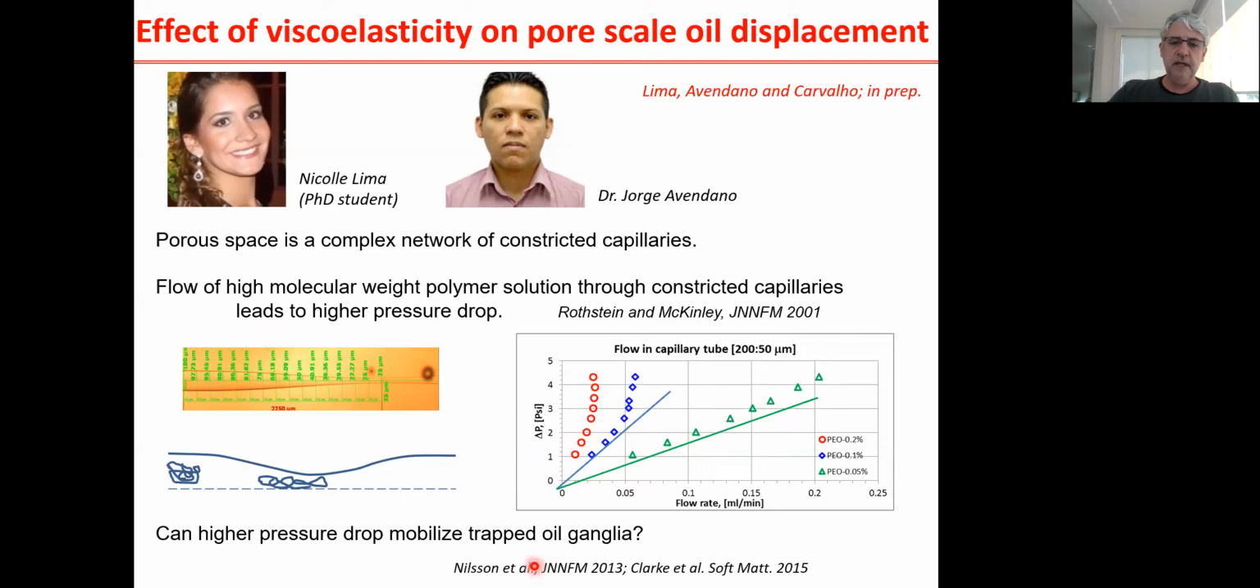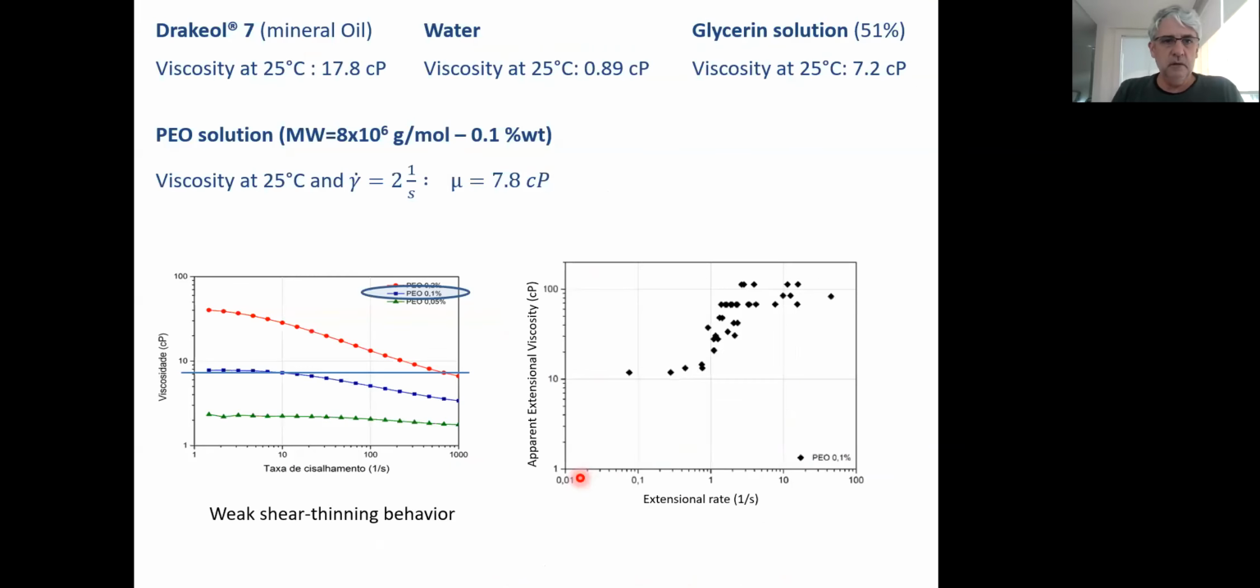This problem had been analyzed before by Nielsen et al., but they didn't use a strongly elastic liquid, so you could not really tell the effect of the viscoelasticity. And Clark used similar liquids to what we are using here, a solution of polyethylene oxide, but in a different geometry. In our experiments, we used a mineral oil phase with a viscosity close to 18 centipoise. We used a water phase, and then a PEO solution with 0.1% concentration.